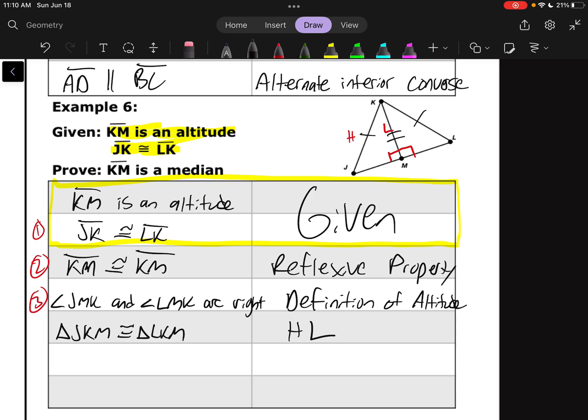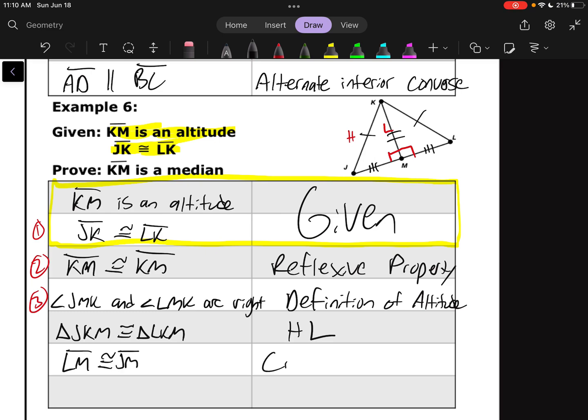Okay, so that's what we were doing in the last video. But now what are we trying to prove? We're trying to prove that KM is a median. So in order to show that KM is a median, we got to show that it's doing a median's job. And what is a median's job? A median's job is to split the opposite side in half. So can we officially say that JM is congruent to LM? Because that would show that that side got split in half. And yeah, we can. LM has to be congruent to JM.